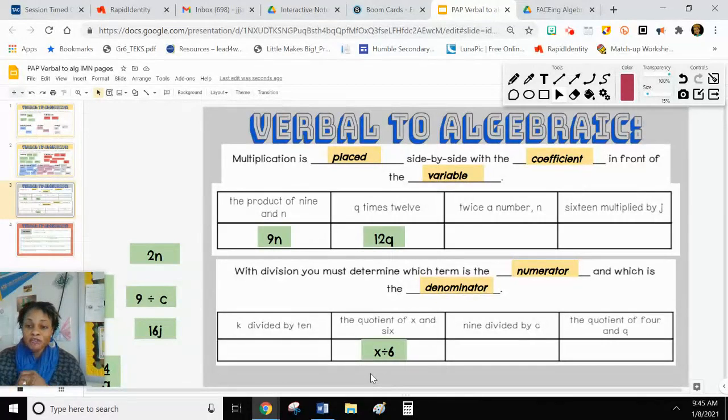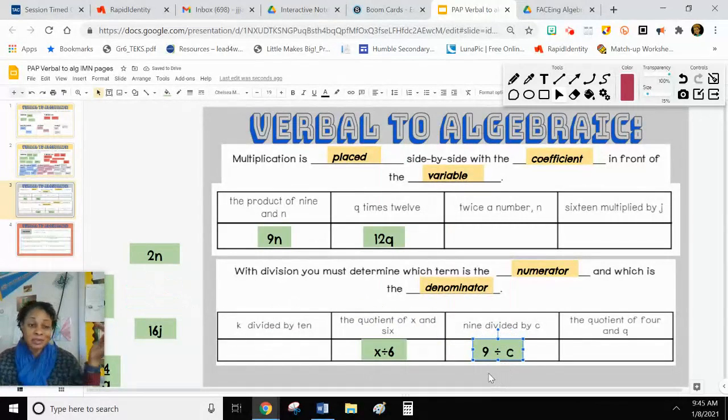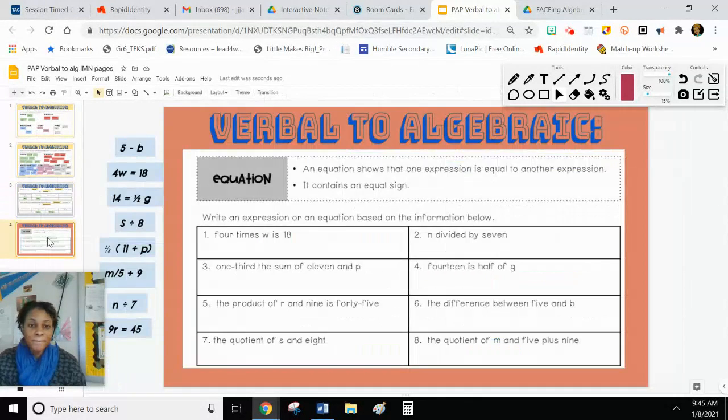The quotient of 4 and q, that one's similar to this one. This one is straightforward. 9 divided by c. Like, that's not a secret, right? 9 is being divided by c. That means 9 is my numerator and c is my denominator. So I'll let you guys, again, go ahead and finish the other two. Shouldn't be hard to match those up.